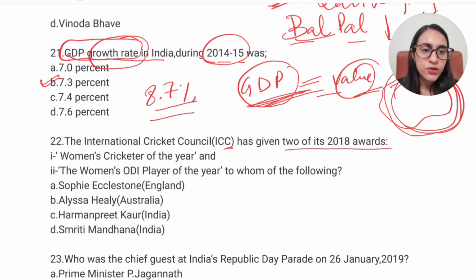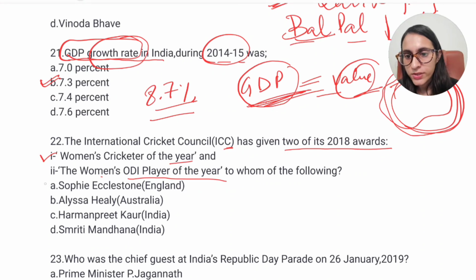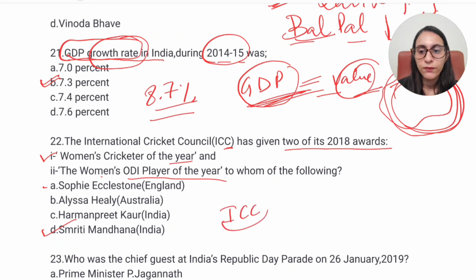ICC has given 2 of its 2018 awards, that is Women Cricketer of the Year and Women ODI Player of the Year. Both of these awards were given to a single person, and who was that person? Was it Sophie, Alyssa, Harmanpreet, or Smriti? It is Smriti Mandhana. Smriti Mandhana was the one who got both the ICC awards of Women Cricketer of the Year and also Women's ODI Player of the Year. So in 2018, she got both of these awards.